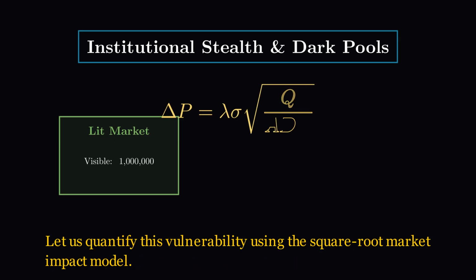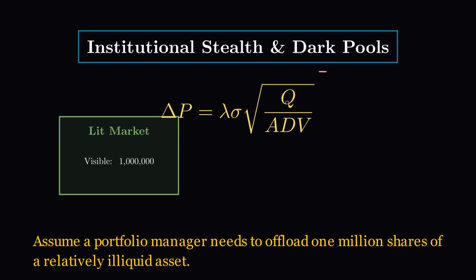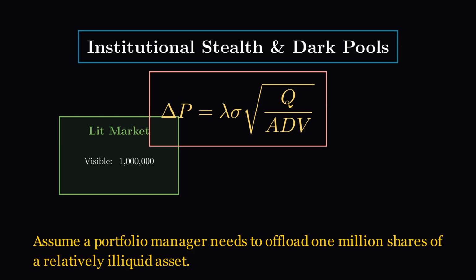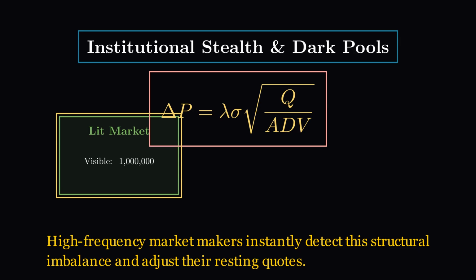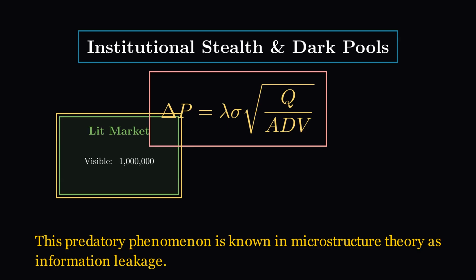Let us quantify this vulnerability using the square root market impact model. Assume a portfolio manager needs to offload 1 million shares of a relatively illiquid asset. Routing this directly to a public exchange like Nasdaq creates a massive footprint on the depth chart. High-frequency market makers instantly detect this structural imbalance and adjust their resting quotes. This predatory phenomenon is known in microstructure theory as information leakage.